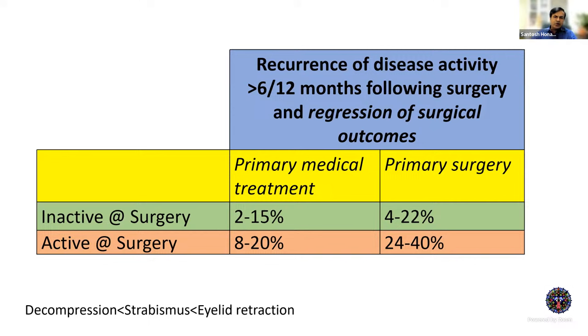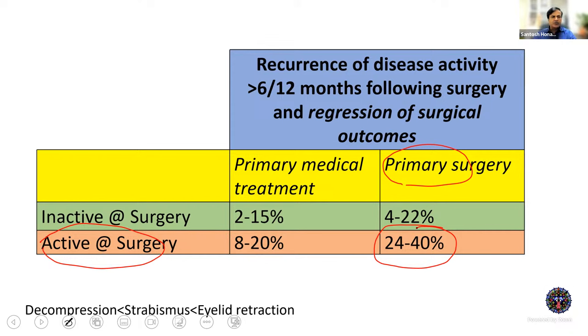This is a summation of all the data that is published in the literature, larger series that I could come across. This was put together several years ago. I don't think there is much new addition. These percentages will not change much. Now, if a patient had active disease at surgery and you have done primary surgery, then the chance of rebound or recurrence of activity is 24 to 40%, which will have a direct impact on the durability of your surgery. So about 40% of patients will have no use for the surgery that you have performed on them and in fact will have active disease again.